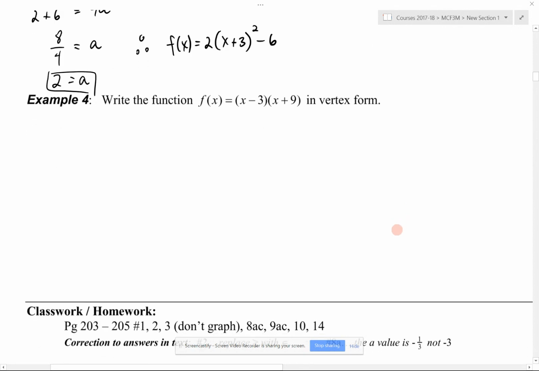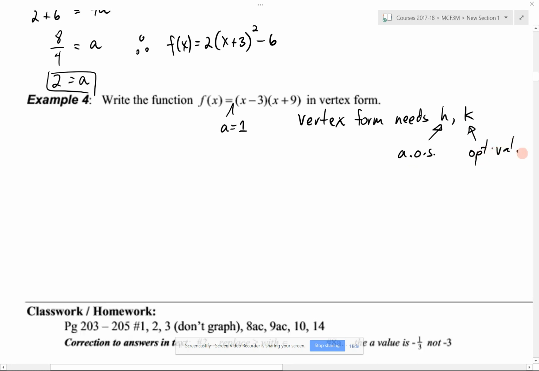Last example here. So let's write this function in vertex form. So what we have here is a factored form. So to get vertex form, we still need an h value and a k value. Now we do have an a value. There's an invisible a here with a equals 1. So we're going to use that for our a value. Okay, but the vertex form needs h and it needs k. Well, our h value is the same thing as the axis of symmetry, and the k value is the same thing as our optimal value.